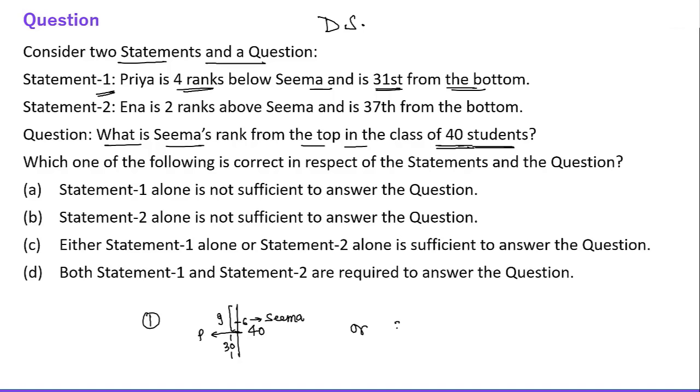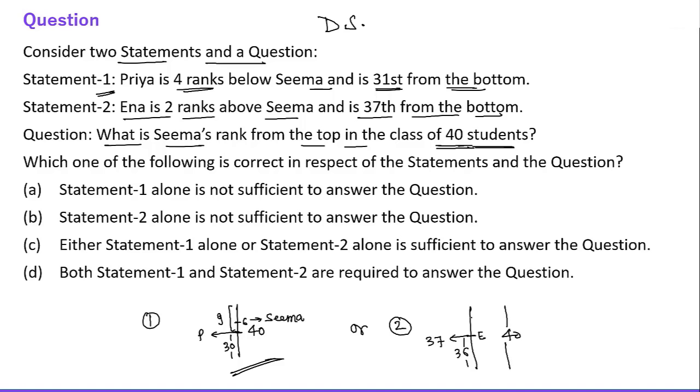Fine. So from the first statement alone, we can find the answer. Now let's talk about the second statement alone. Ena is 2 ranks above Seema and 37th from the bottom. Ena is 37th from the bottom. So it means 36 students are below Ena, and Ena is 37th, right? Total there are 40 students, right?